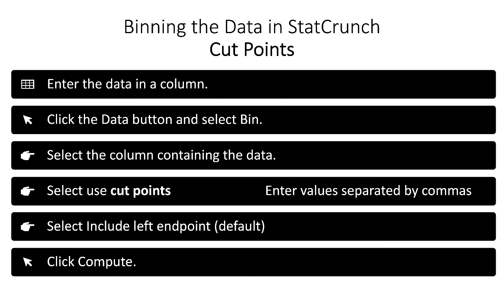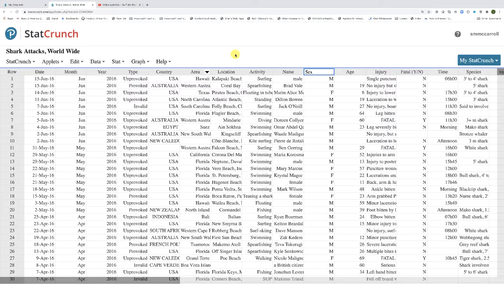The first thing that you'd want to do is enter your data into a single column. I'm going to demonstrate the rest of these steps using a data set. This is an example data set on shark attacks that occur worldwide. Each one of these observational units or rows in the data table is one shark attack that's occurred.